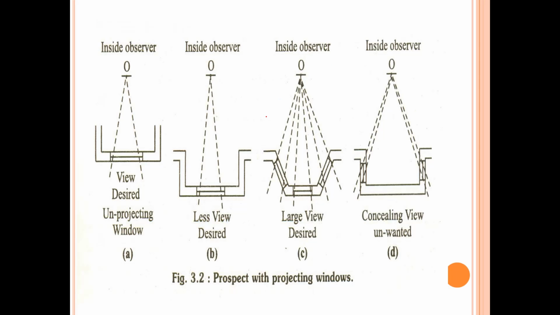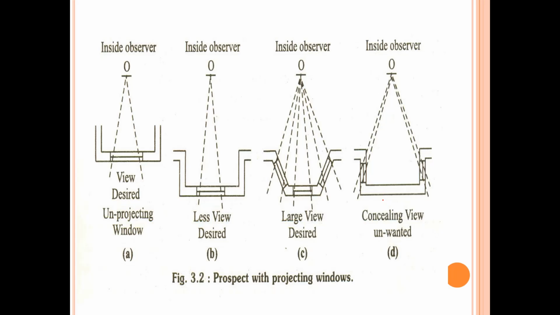So this is the prospect with projecting windows. Here you can see the inside observer, and this is the desired view for an unprojecting window. This is the less view desired. When less view is desired, this kind of window is provided. Then these kinds of bay windows can be provided when a large view is desired, or when a good view is around.